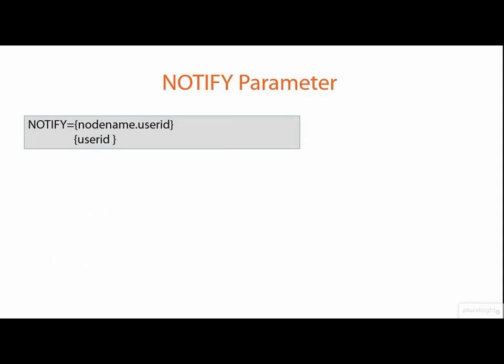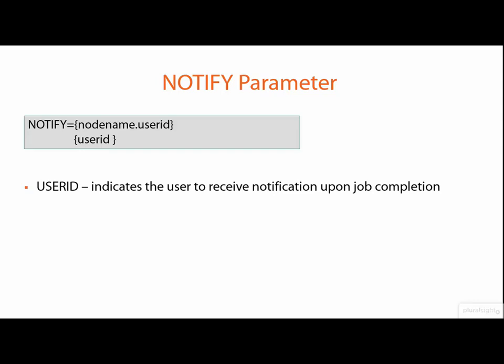The notify parameter. In this case, this parameter is intended to direct any completion messages back to the user or back to whoever submitted the job. And you can see in the simple example here, we can simply use the user ID so that we can get our message back indicating when the job is completed.